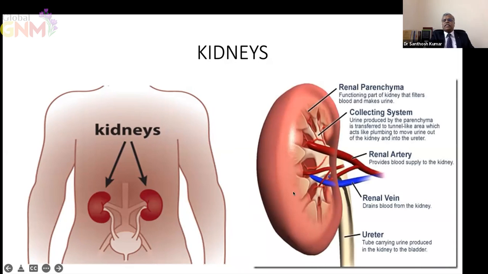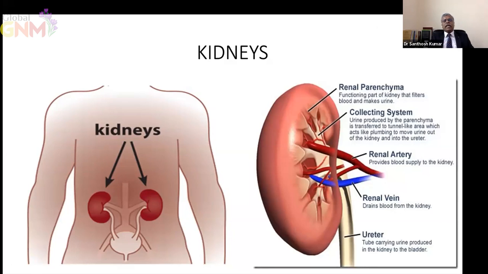These are the three structures which are there in the kidney: renal parenchyma, kidney collecting tubules, and the renal pelvis. These three structures are very important for the functioning of the kidney. Renal parenchyma forms the bulk of the kidney, and its function is to filter the blood.